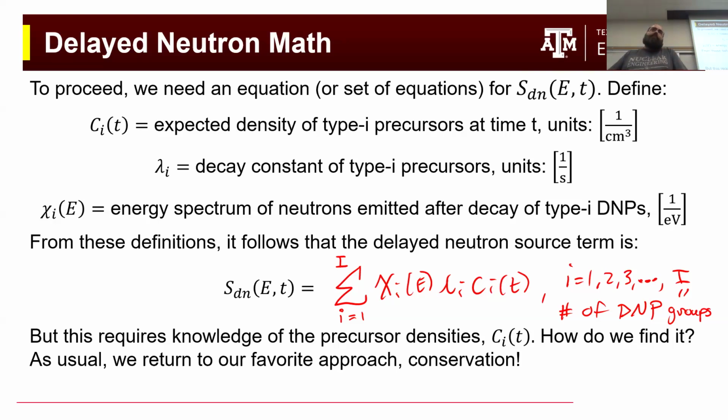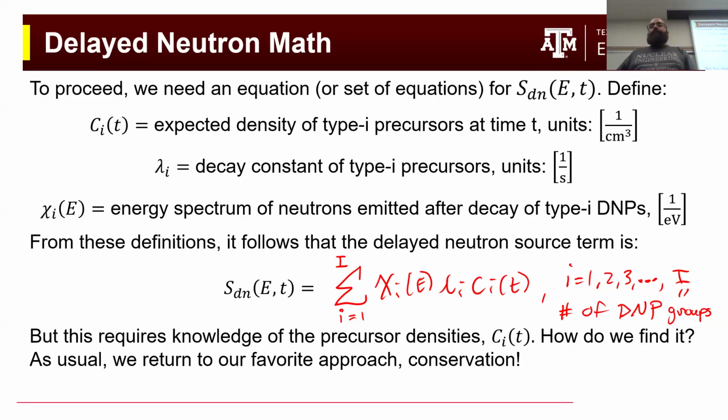Typically, 6 or 7 groups is the number that we use. So depending on how detailed you want to be, you might use more or fewer groups. But that's what big I is. So this is what our source term might look like. But to know what this source term is, we need to know what our precursor densities are. So we need some way to find what those precursor densities look like.